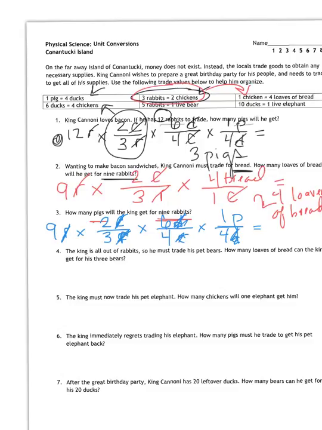Alright, so then we do our math. 9 times 2, 18, divided by 3 is 6. 6 times 6 is 36. Divided by 4 is 9. 9 times 1 is 9. Divided by 4 is 2.25. Now, obviously, you can't have 2 1/4 pigs. So when we're answering this question, that's just going to be 2 pigs that we'll get out of that deal.